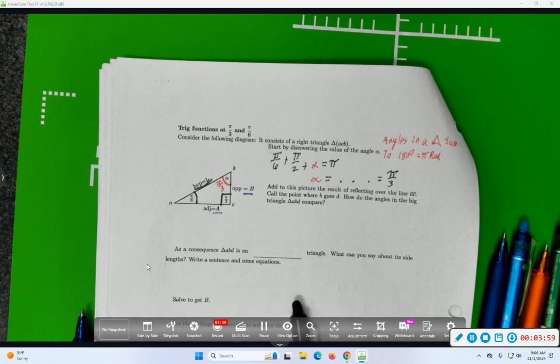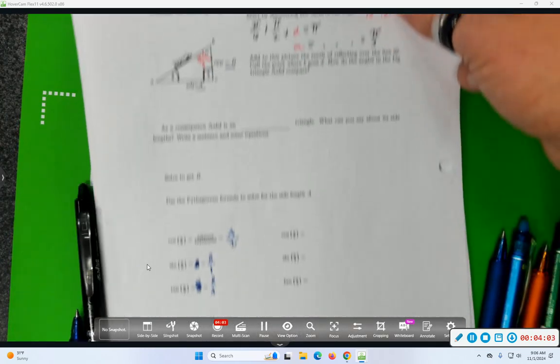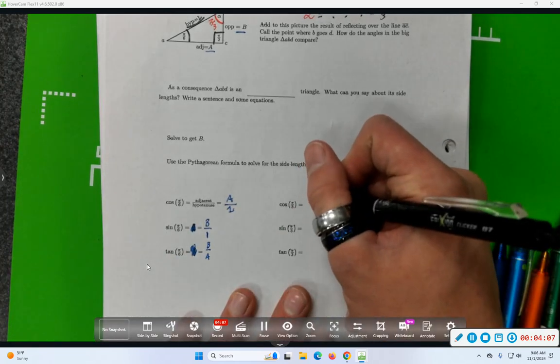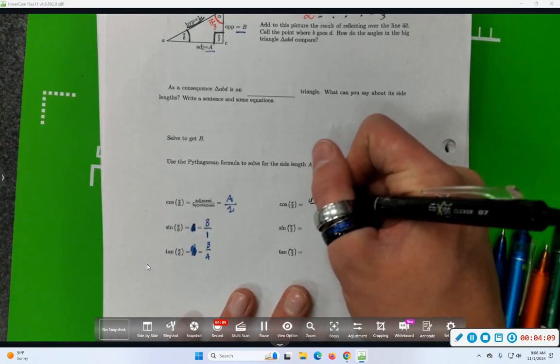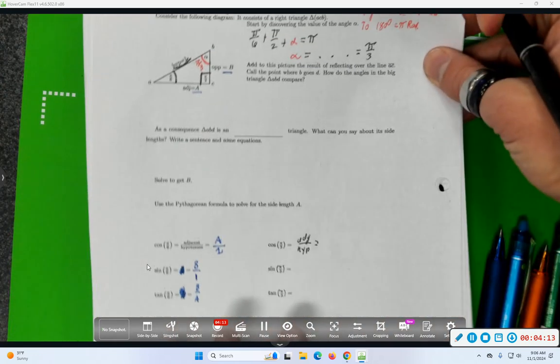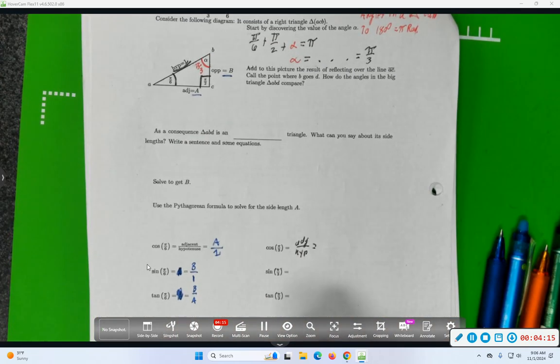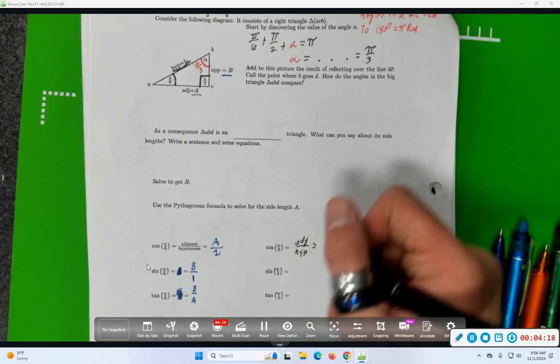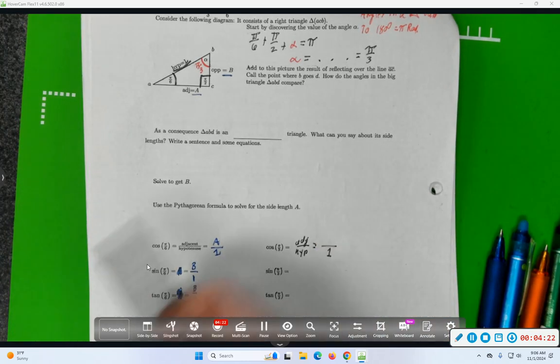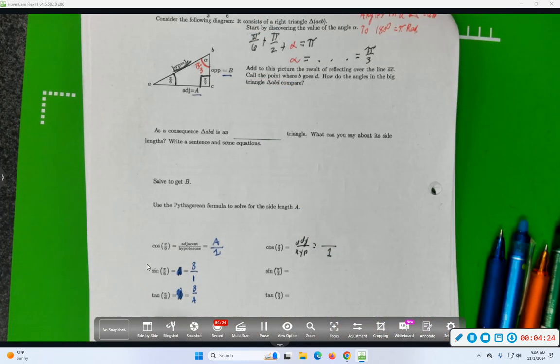Because what's the side length? What is it? Cosine first? Cosine is adjacent over hypotenuse. What's the hypotenuse of this triangle still? Still 1, so it's still divided by 1. What's the length of the side that's adjacent to pi over 3? B.